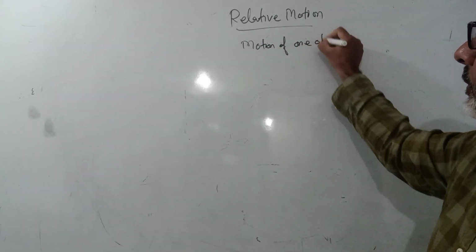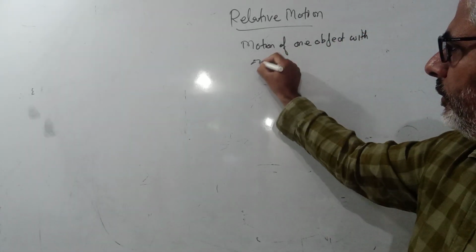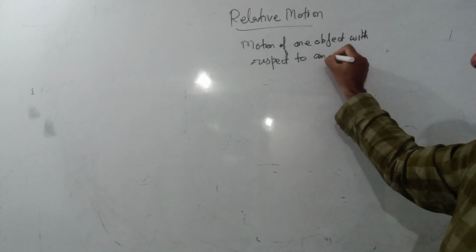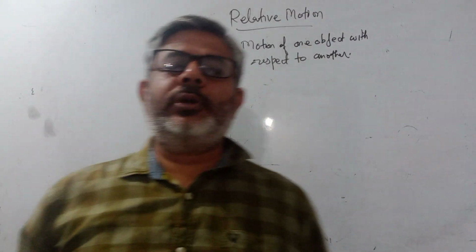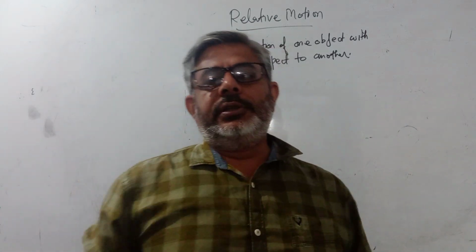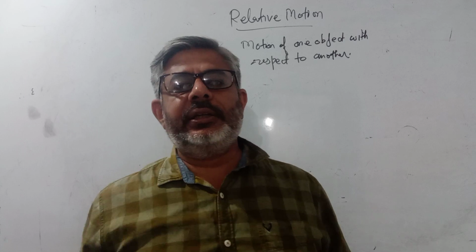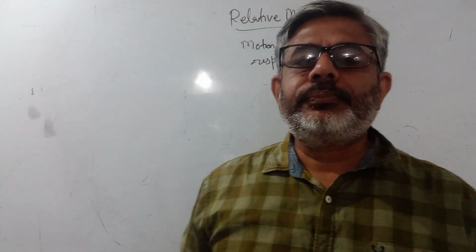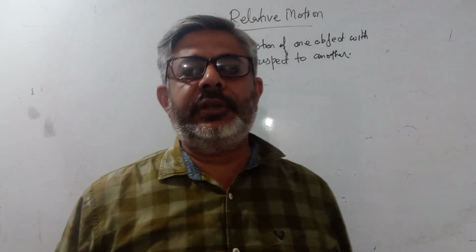Now when we say relative motion, it means simply motion of one object with respect to another. You can say motion of one object with respect to another object. Now in very simple words, if two objects are moving, let us say two moving cars going in the same direction, then how does one find the motion of the other?